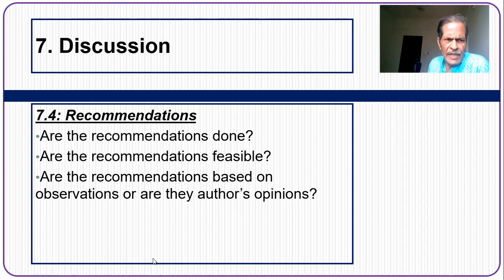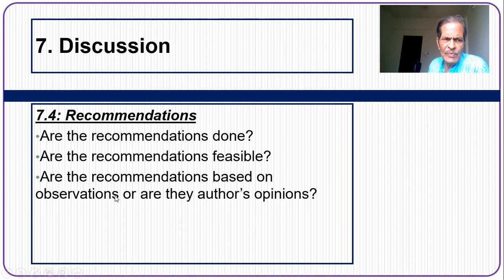We may find certain recommendations in the discussion itself, or recommendations may be given separately by certain people. So, are the recommendations done? Are the recommendations feasible? Many times unfeasible recommendations are made in the study. Are the recommendations based on the observations or are they the author's opinion? The recommendations must be based on the observations in the study. The origin of the recommendations must not be the opinion of the authors. The opinion of authors must be based on the observations, and the observations must be based on a sound clinical study, a sound epidemiological study.